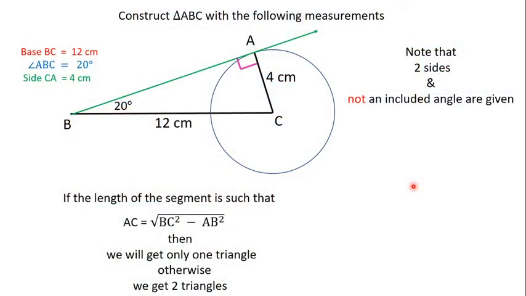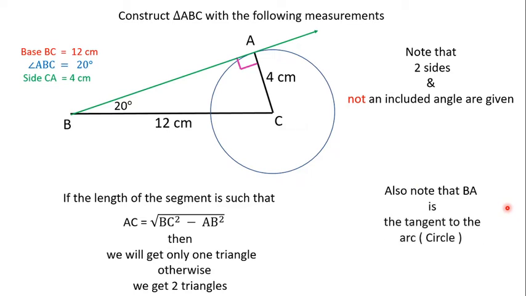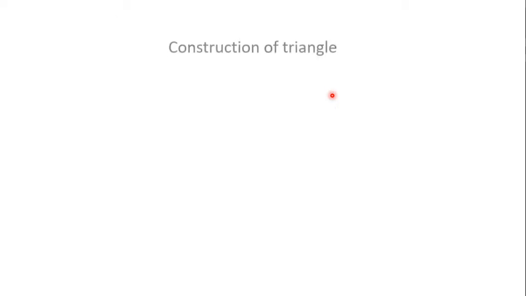So we have now understood the case for the acute angle. Now we will go to the next case. Also note that BA is the tangent to the circle or to the arc. So this ray is the tangent to this arc or to this circle. This is a very rare and unique case also. Please try to remember this. Now, let us construct another triangle with the following measurements.